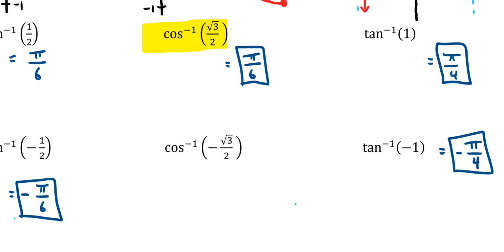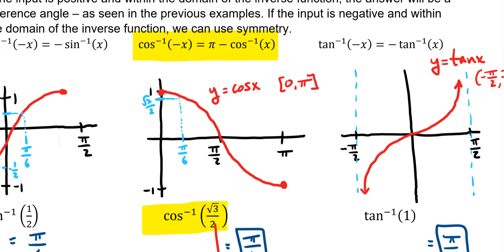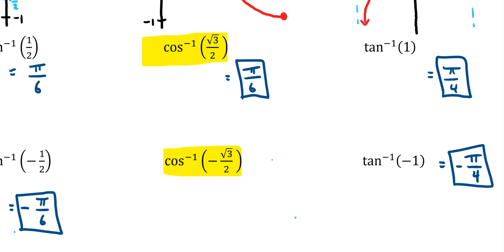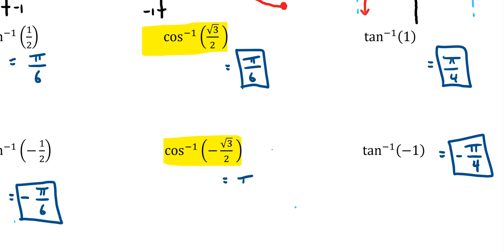Now let's look at the next one: cosine inverse of negative radical 3 over 2. They're almost the same, one's positive, one's negative. So the trick here, the common mistake, is that a lot of people will just put negative pi over 6. This is not how you do this for cosine inverse. Sine inverse, tangent inverse, if it's a negative input, negate the answer. That is not true for cosine inverse. What we have to do here is always, based on what I have written and highlighted right up here, pi minus the answer as if it's positive. So this is just going to be pi minus pi over 6.